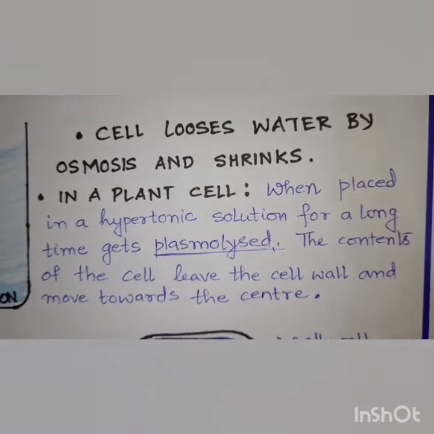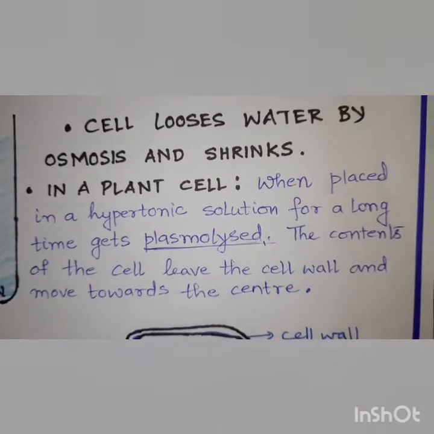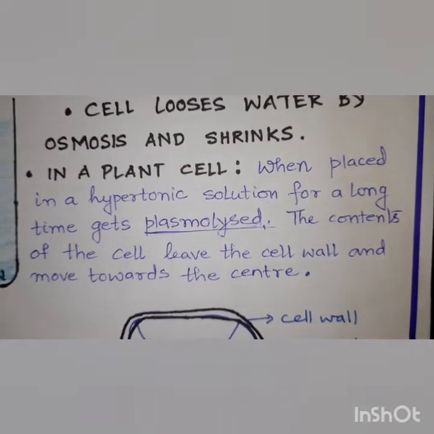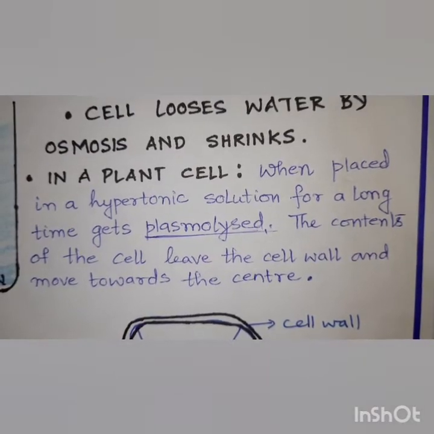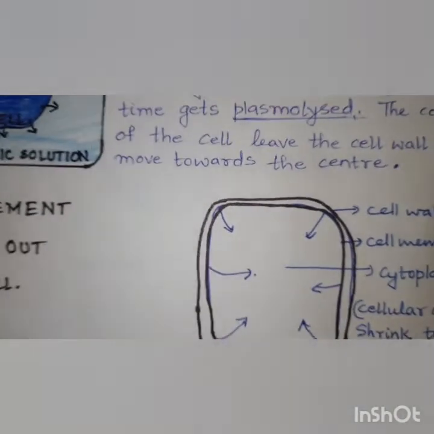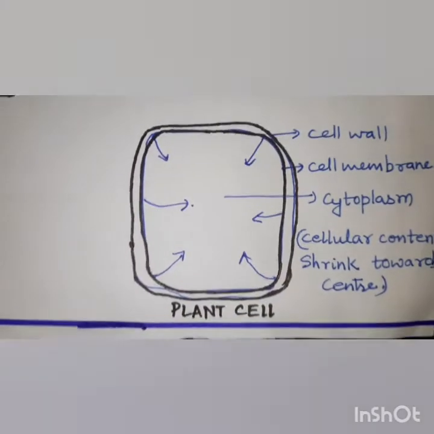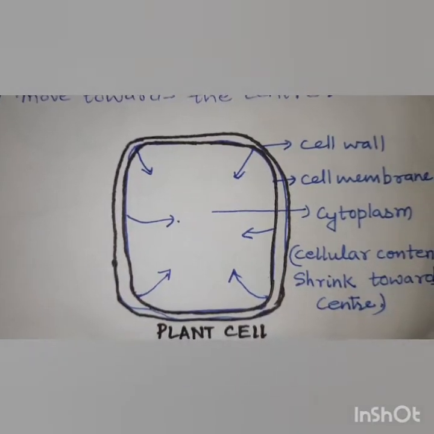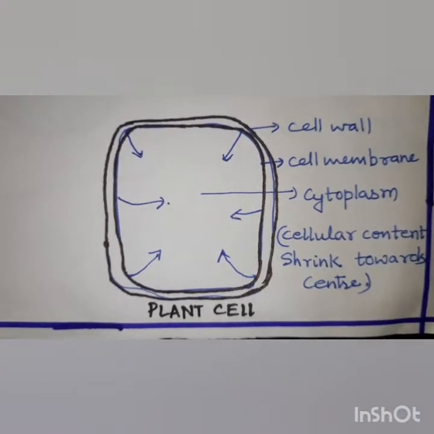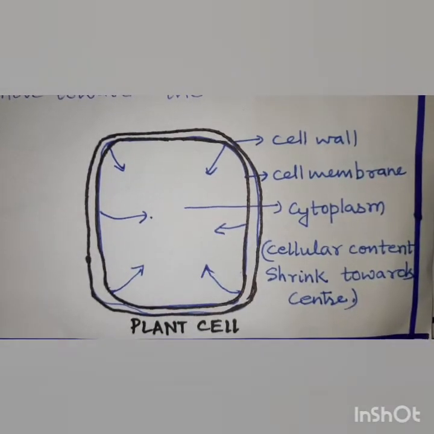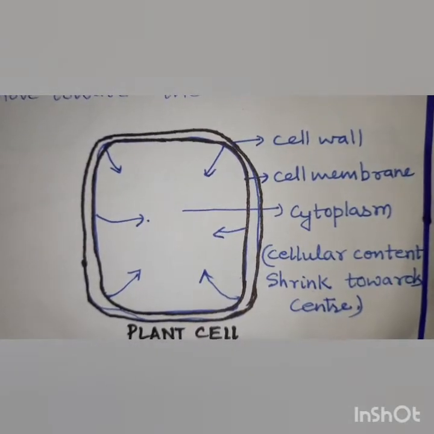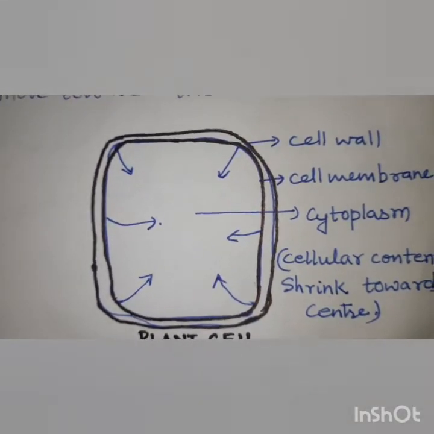Now what will happen if I place a plant cell in a hypertonic solution? The plant cell will experience a process called plasmolysis, and such a cell is called a plasmolyzed cell. Now let us see this with a figure. Here a plant cell which has been put in a hypertonic solution has lost a considerable amount of water, and the components such as the cell membrane and the cytoplasm start shrinking towards the center of the cell. The cell wall remains intact.